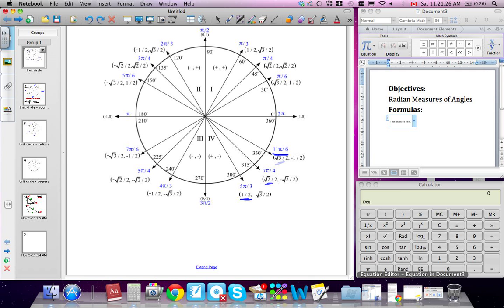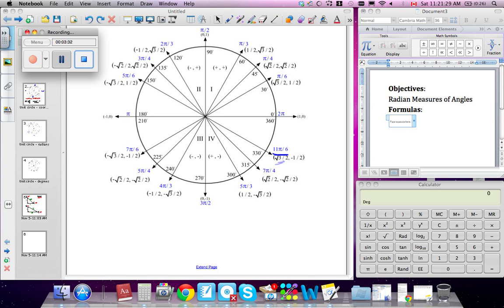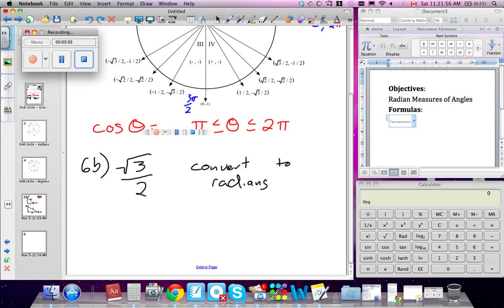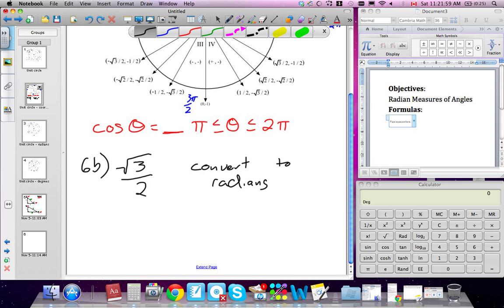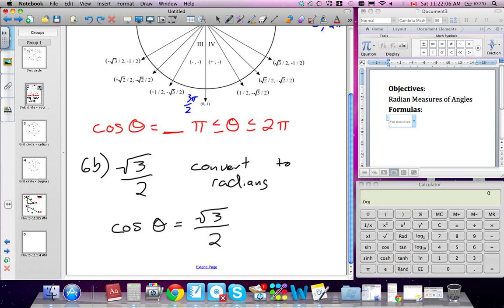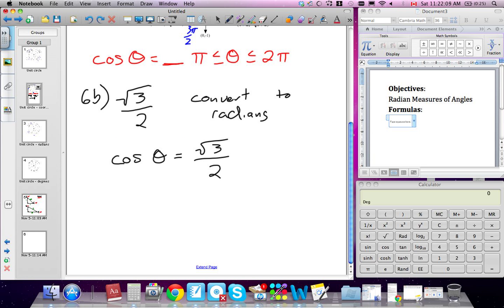Now, if we have to solve this algebraically, we're going to set this up as an equation. We have cos theta is equal to root 3 over 2. When we're trying to find out what theta is equal to, we've got to bring cos to the other side. So we're left with cos inverse of root 3 over 2.